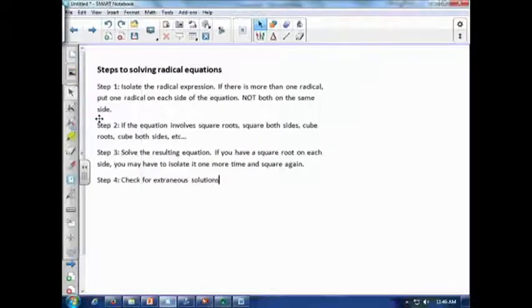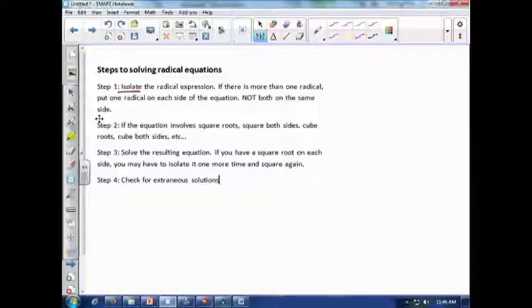Well, actually, on this screen, I want to outline the steps that you need to use to solve radical equations. The first step is you must isolate the radical expression on one side. The second step, if you have more than one radical, put one on each side. Don't keep two radicals on the same side.